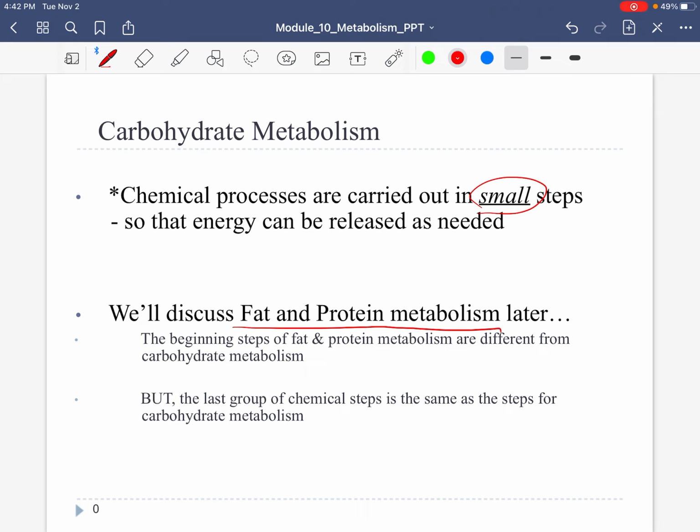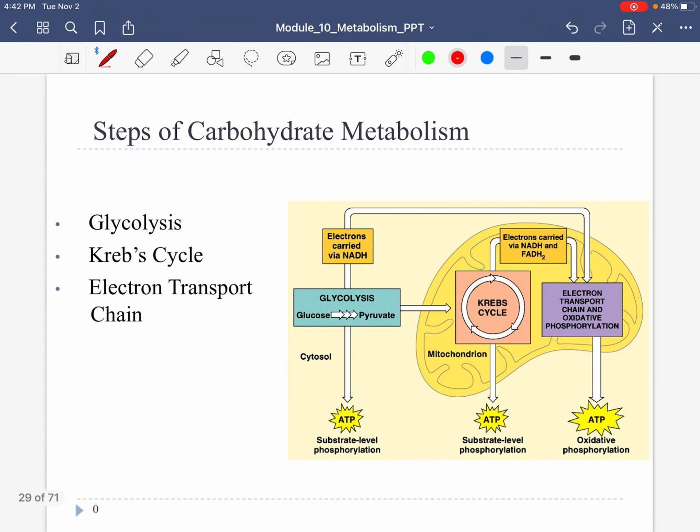We're going to discuss fat and protein metabolism later, but right now we're going to focus on carbs. We're going to focus on how we convert that glucose into ATP. Boom. Here we go. Cellular respiration. That's what we're talking about. Conversion of glucose into the usable energy source, ATP.